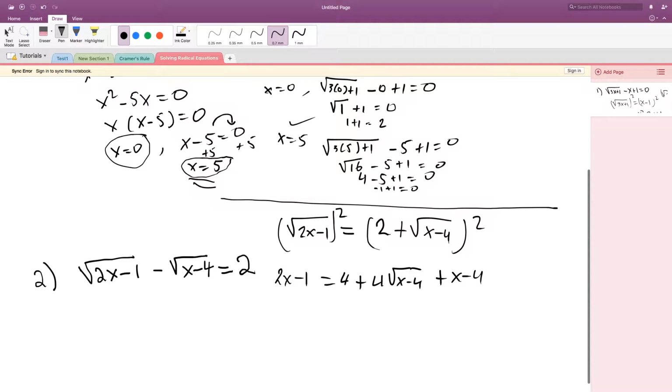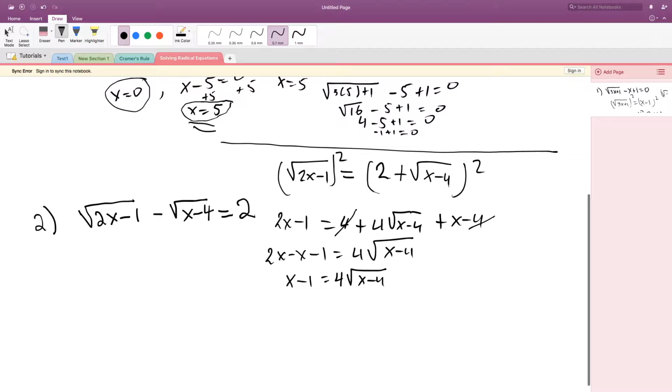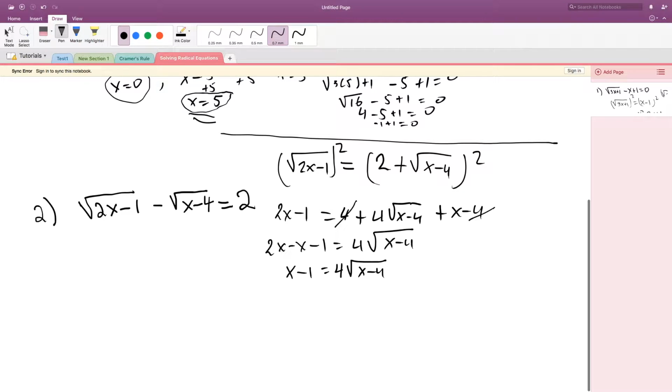Alright, here let's collect like terms. One of the things I noticed is that I can cancel this out because I have plus 4 minus 4, and I'm going to move the x to the side, so it's going to become x minus 1 equals 4 root x minus 4. Now the next thing you want to do is square both sides one more time. So square both sides.